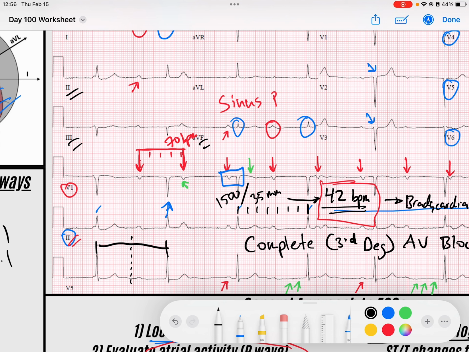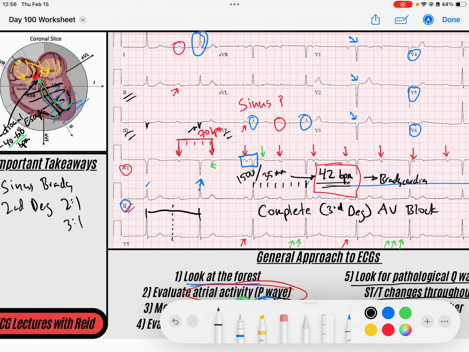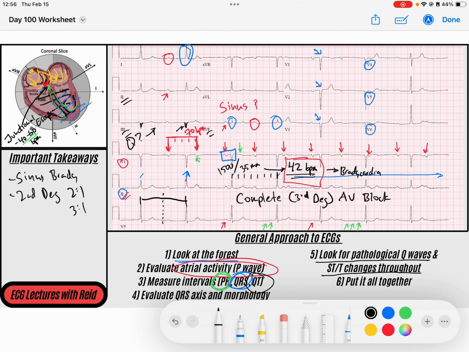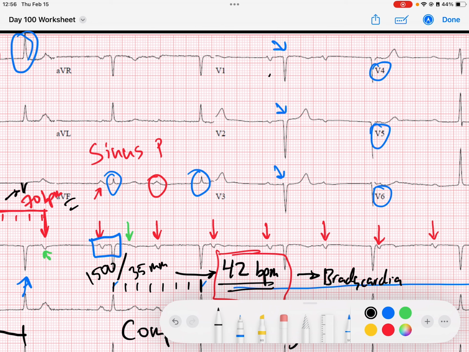Perhaps you can see some deep Q waves here, some Q waves. So maybe potentially an old MI in the inferior region. It's hard to say. Definitely some pathological Q waves here in the septum, right? We have deep Q waves. I don't see any positive deflection.